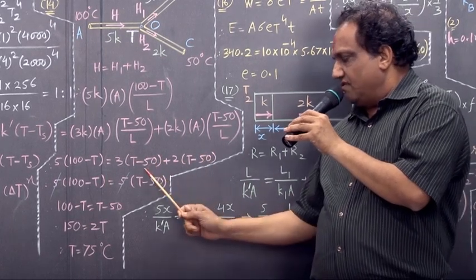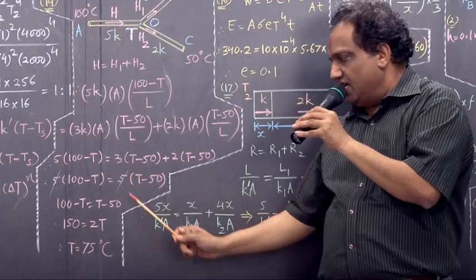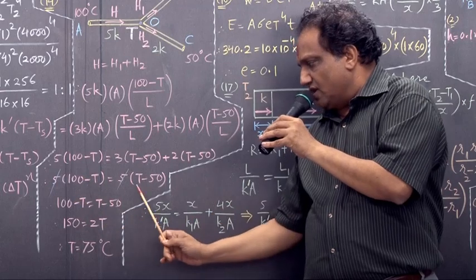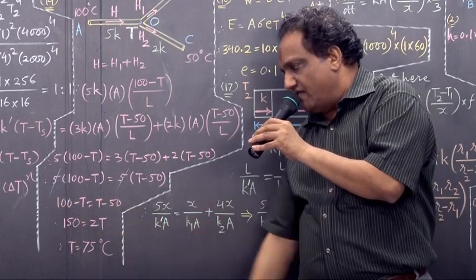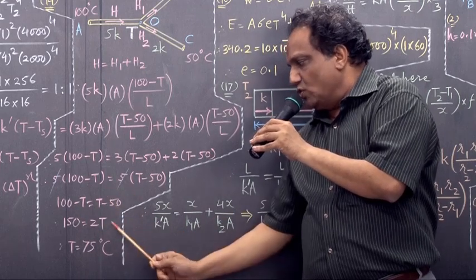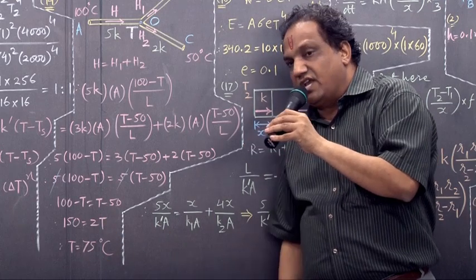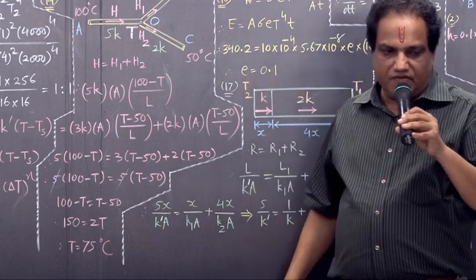Now tell me, T minus 50. If I take common, then 3 plus 2, that is 5. 5 ones are 5. 100 minus T equals T minus 50. Transfer this here, so 100 plus 50 will be 150. Minus T, if you transfer here, T plus T, that is 2T. 2T equals 150. So T must become 75 degrees Celsius. 70? I think they have given 65. Make it 75.